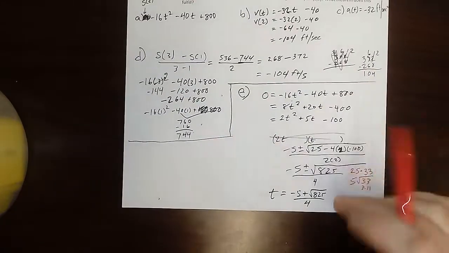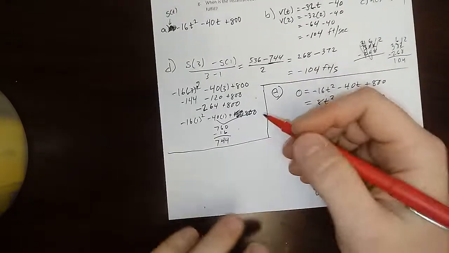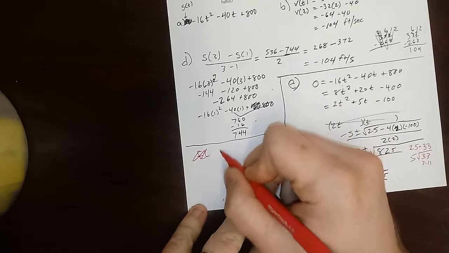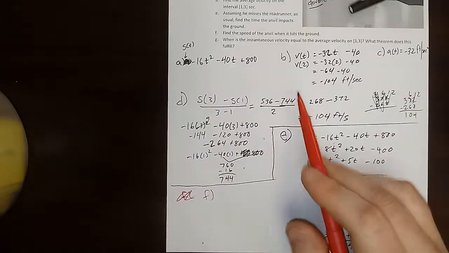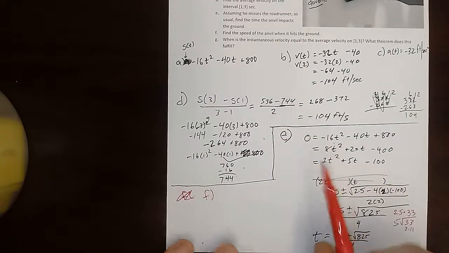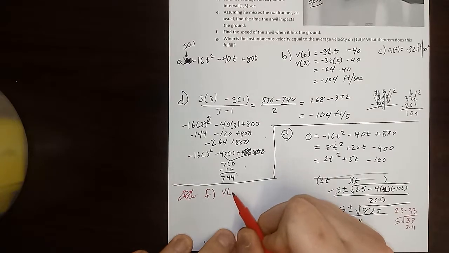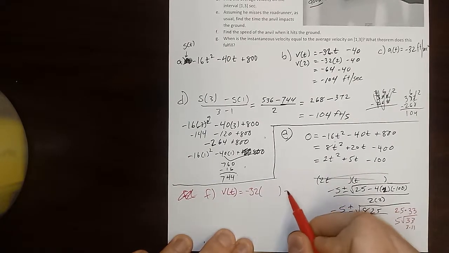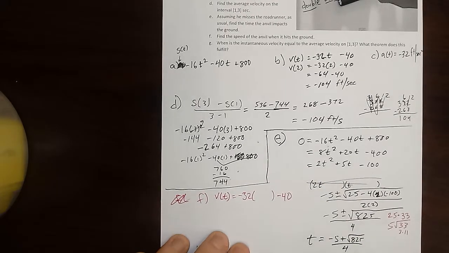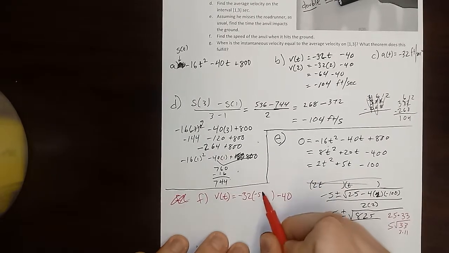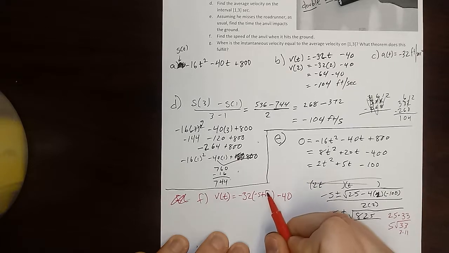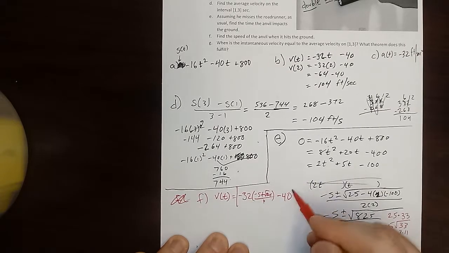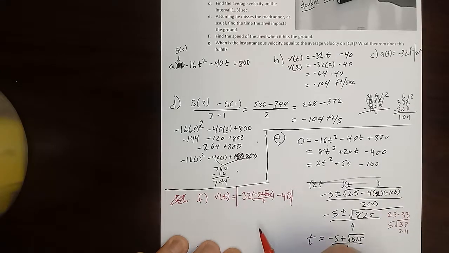All right, we only got 2 more parts to do. So part F says, find the speed of the anvil when it hits the ground. Well, we know speed is the same thing as velocity, kind of. So negative 32, and I'll just plug in my time. And that's negative 5 plus root 825 over 4. So it's going to be the absolute value of that, and that's my speed.